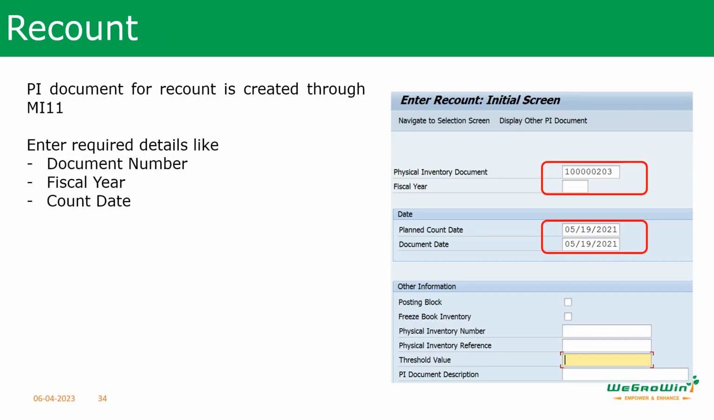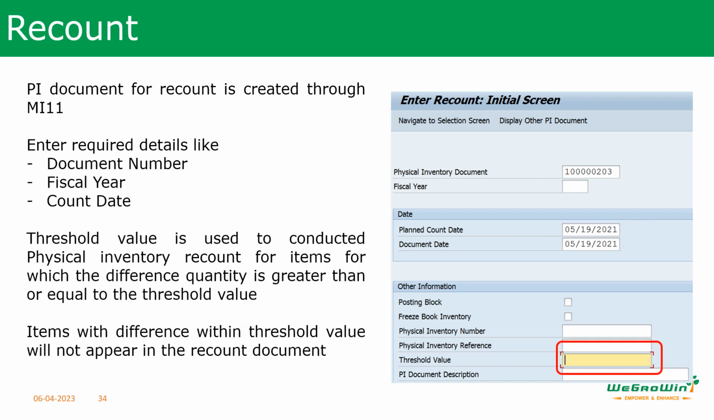Physical inventory document for recount is created through MI11. Enter the details like document number, fiscal year, count date, etc. Threshold value is the value used to trigger physical inventory recount for items for which the difference quantity is greater than or equal to the threshold value. Items with the difference within threshold value will not appear in the recount document because we are creating the document with reference to another physical inventory document.